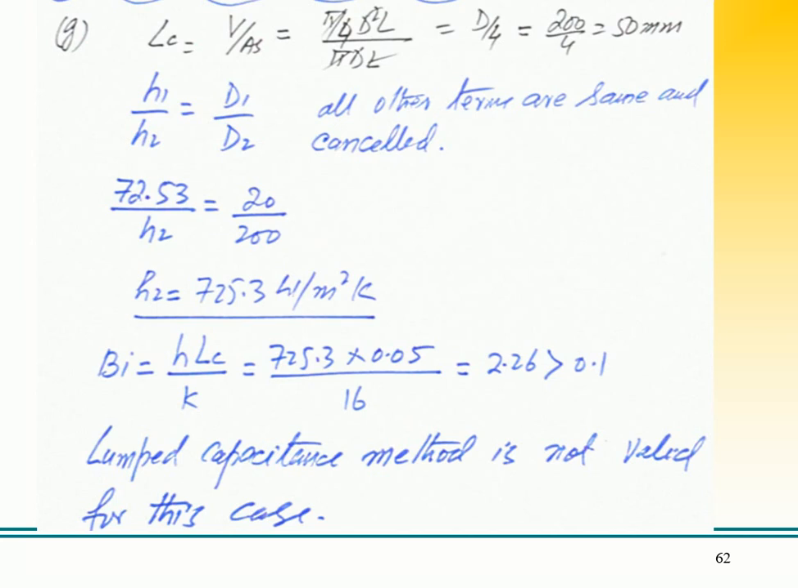Of course, the diameter increased, surface area increased, the convective heat transfer should be increased. So the Biot number is equal to h Lc by K. I put the values, I know the value of h now and Lc, and I get 2.26, which is greater than 0.1. So in this case, the lumped capacitance method cannot be applied. So you see that when the characteristic length becomes larger, or the convective heat transfer coefficient becomes larger, the Biot number might increase beyond 0.1, and in those cases it cannot be applied.